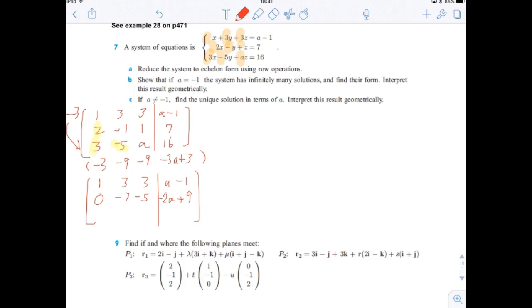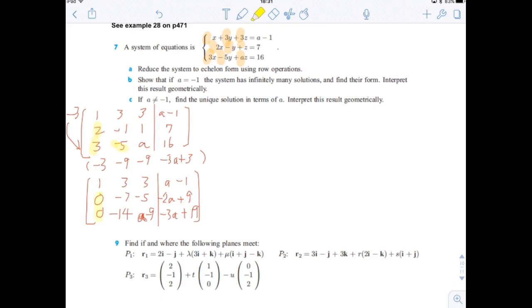So when we add the first elements, 3 minus 3, we get 0. When we add the second elements, -5 minus 9, we get -14. When we add the third element, a minus 9, we get a minus 9. And then on the right side, we have 16, and we subtract 3a, and we add 3, and so we'll get 19. We'll get minus 3a plus 19. Okay. So now we have almost an echelon form.